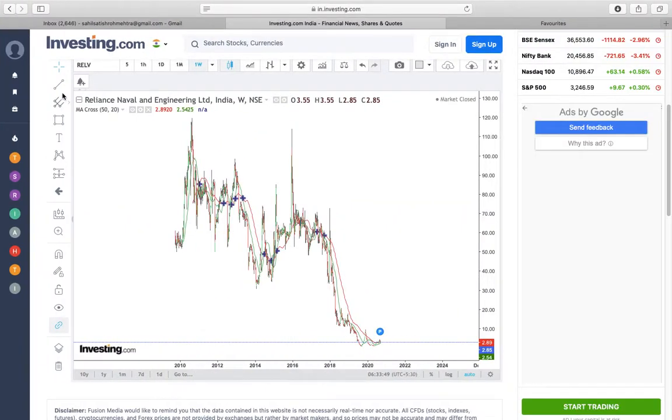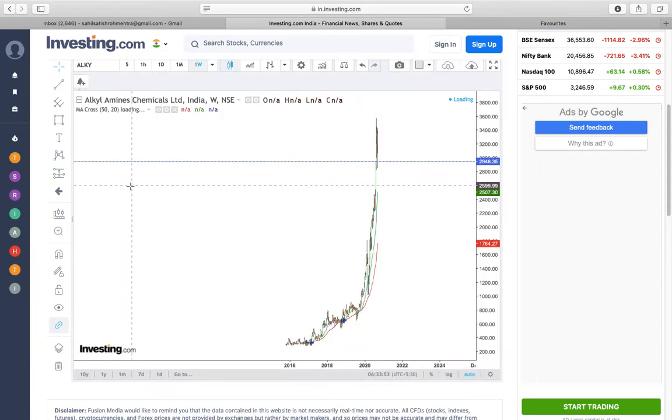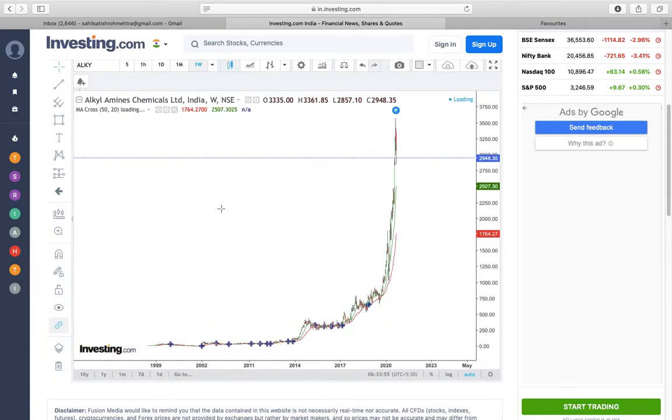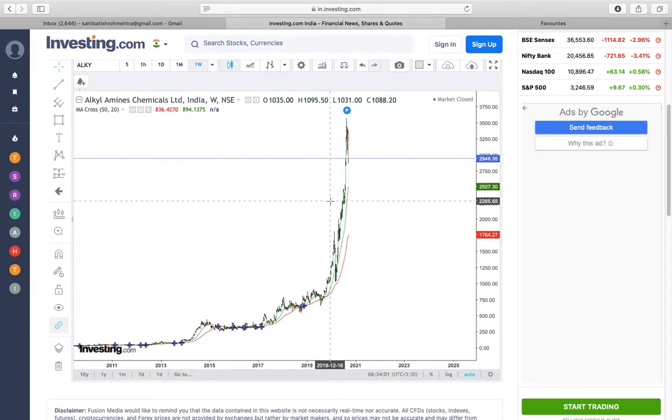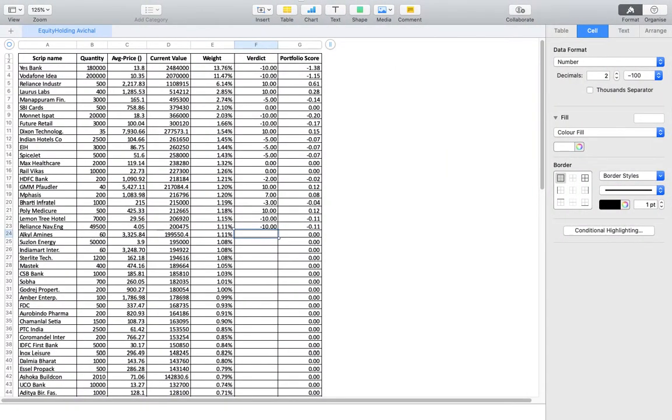Alkyl Amines, I think this was in the news recently. It's all been spiking because of the recent curbs on Chinese imports. The chemical and the pharma and the API industry is absolutely blasted. And this is such a beautiful chart. I mean, it's just wonderful to be able to have a position on this. One needs to have this.